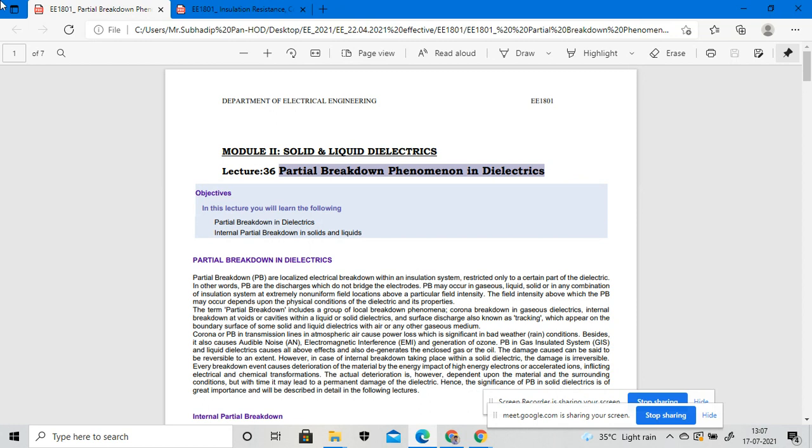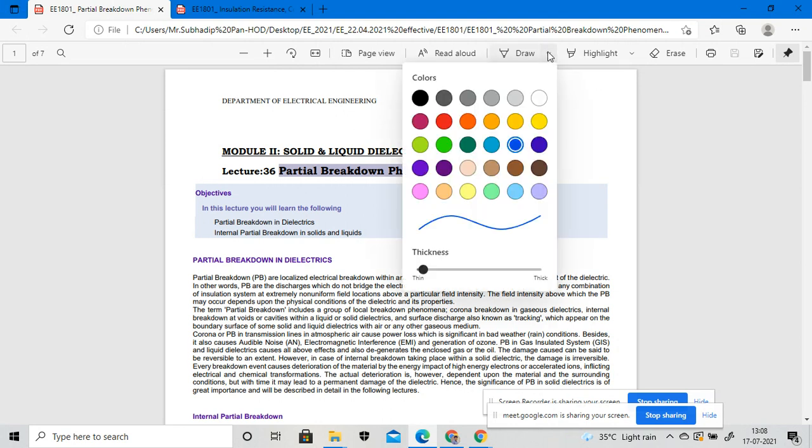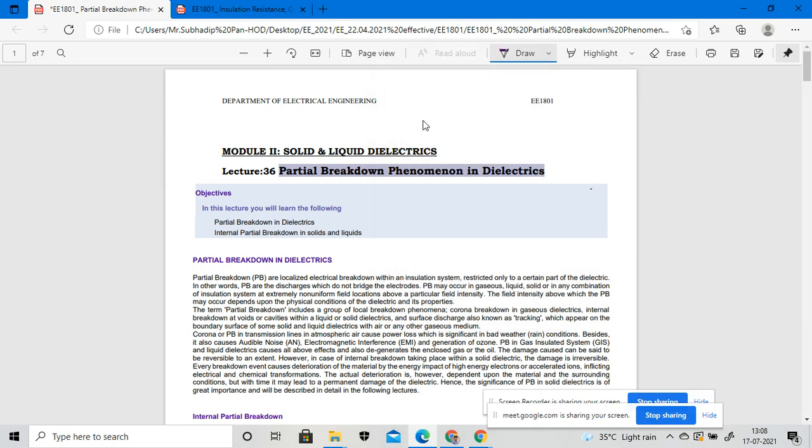Today we will discuss two things, if time permits. What will be today's lecture topic? The lecture topic will be the partial breakdown in the dielectrics. This is the first one, and the second one is the internal partial discharge for both the solid and the liquid dielectrics, right? These two things we will discuss today, if time permits.